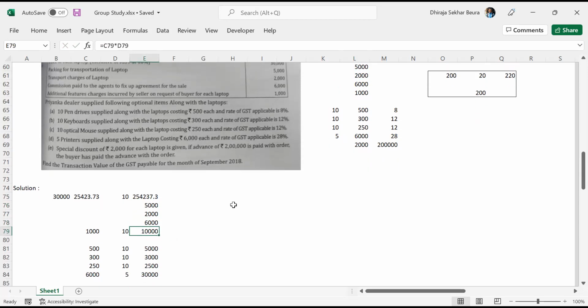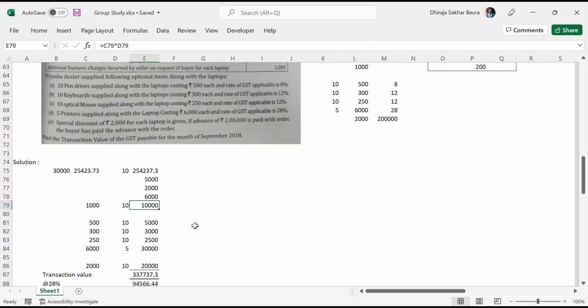And why are we doing all this? Because the question itself says find the transaction value and the GST payable. So we are trying to find the transaction value first so that we can multiply by 28% in order to calculate the GST payable. Now all these items are done.